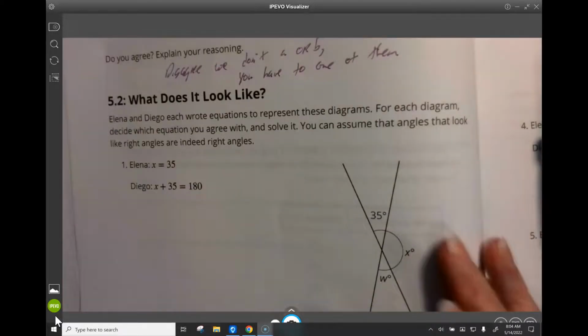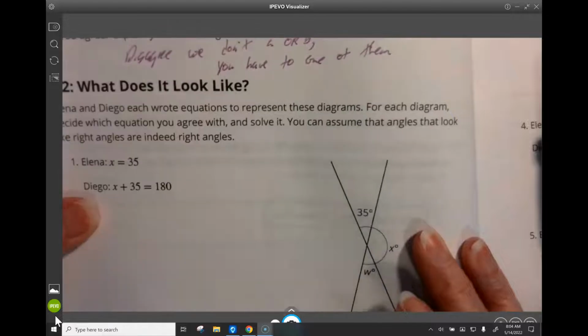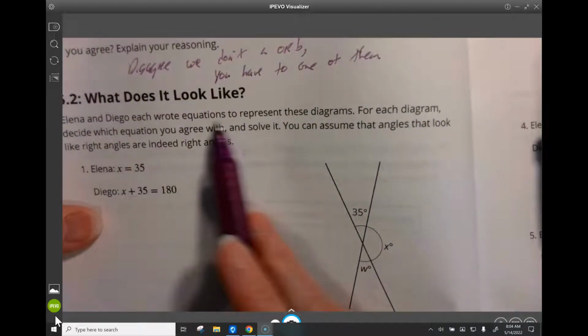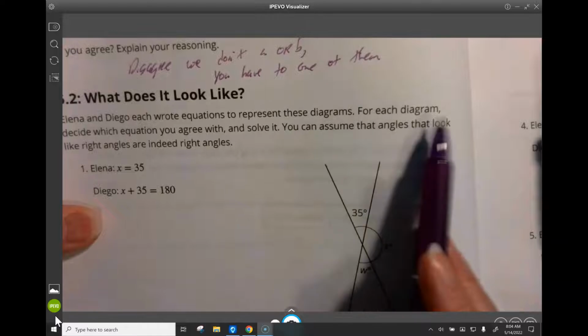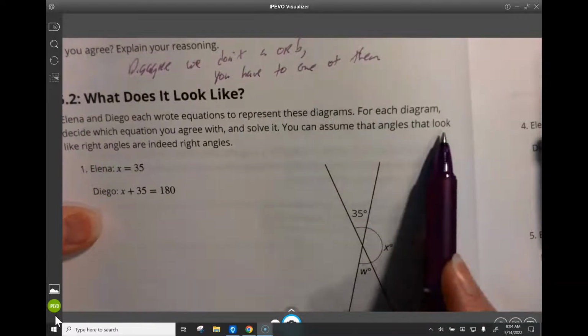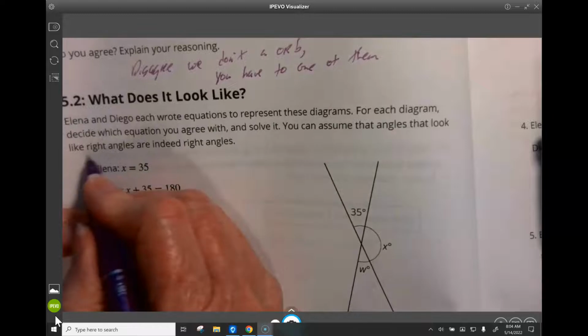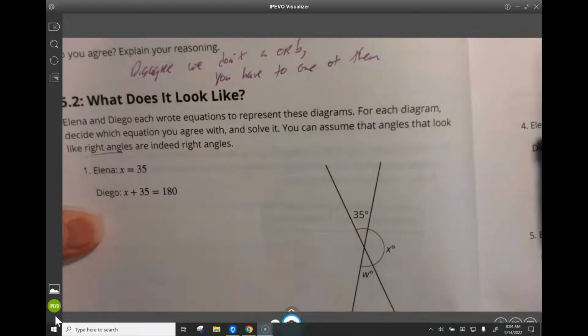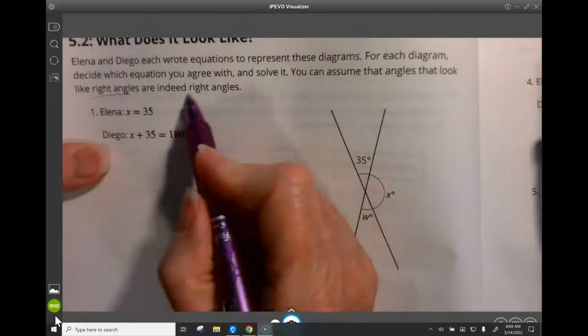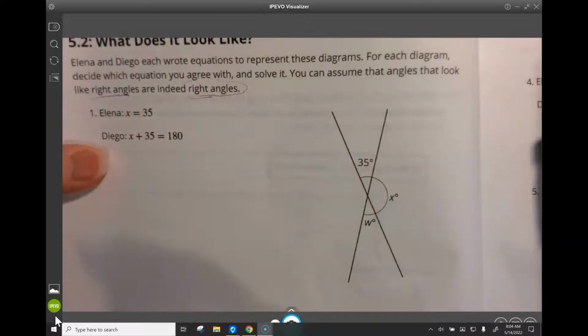Okay. Now, in 5.2, we're going to have several. It's talking about Elena and Diego each wrote equations to represent the diagrams. For each diagram, decide which equation you agree with and solve it. You can assume that the angles look like right angles. Oh my gosh, that just frustrates the heck out of me. Okay, I'll be okay. Because it says they are. Well, if they are, then mark them.